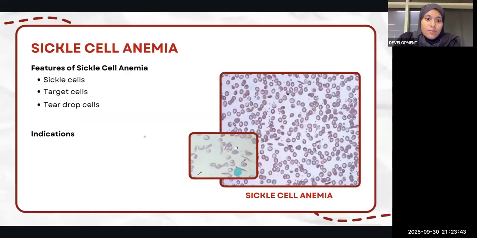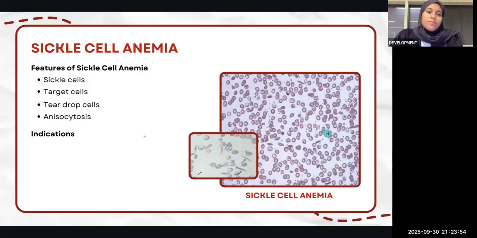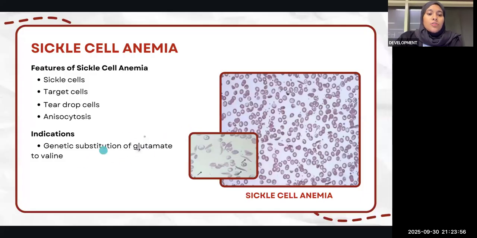Then we have teardrop cell. Teardrop cells, as I showed you guys, this is a teardrop cell over here. You can probably find more. And anisocytosis. But indications, genetic substitution of glutamate to valine.